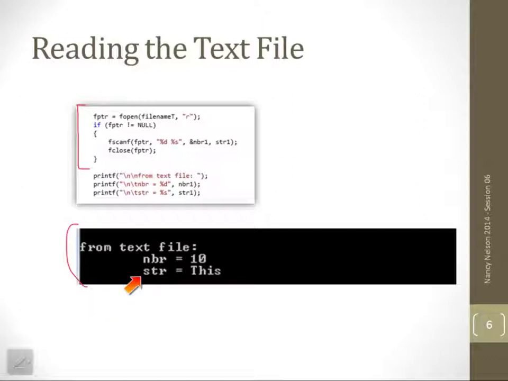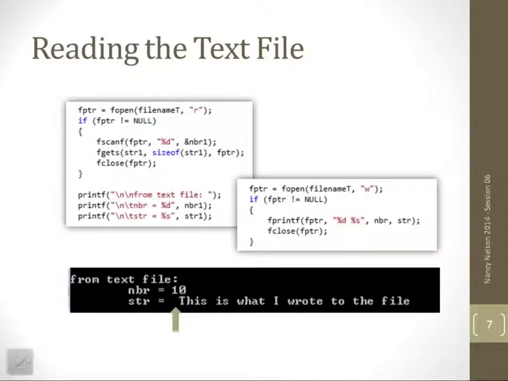Now why did my string say this instead of the full text that I wrote to the file? That's because we used fscanf, and fscanf only reads up to the first delimiter, which in this case was that space. So if we wanted to read it all, we would have to use something other than fscanf to get the rest of that string. So let's take a look at how we could do that.